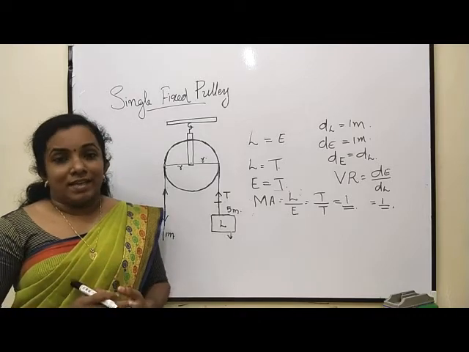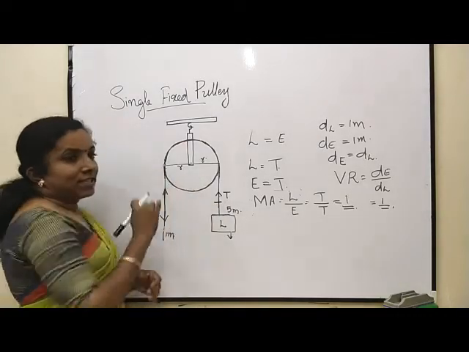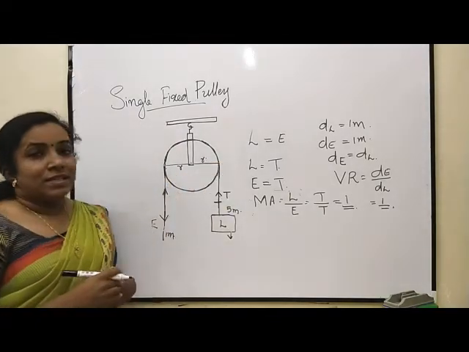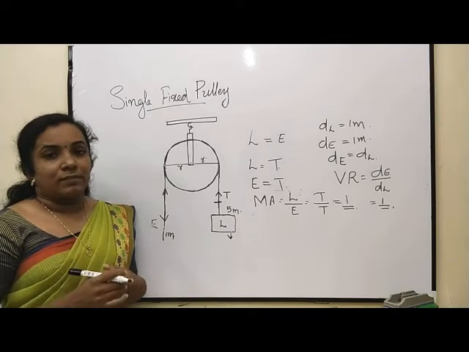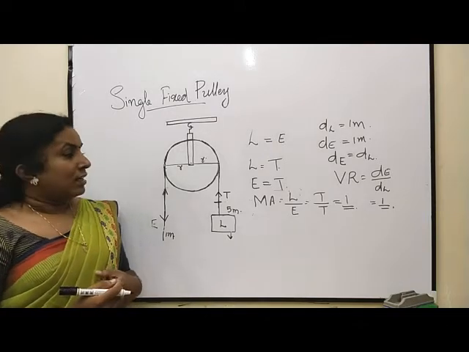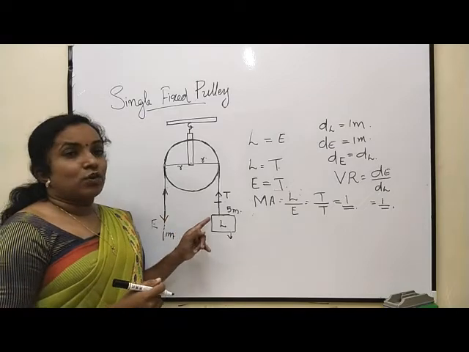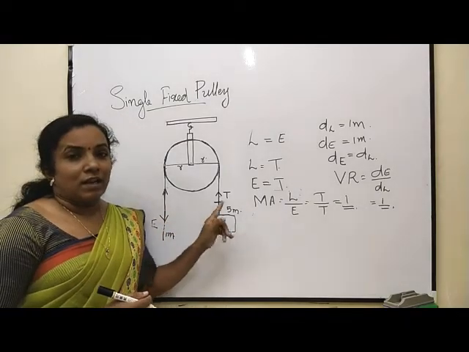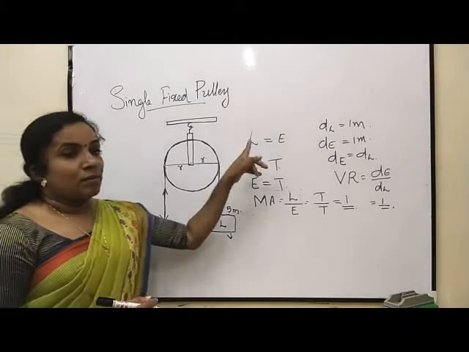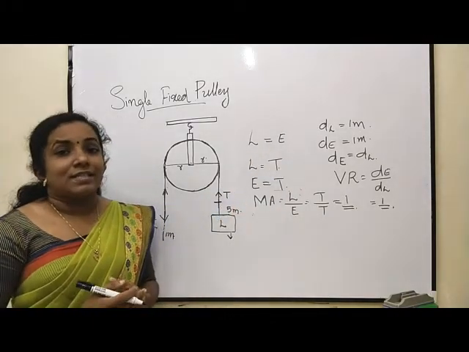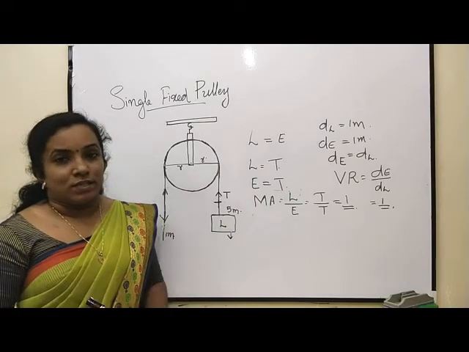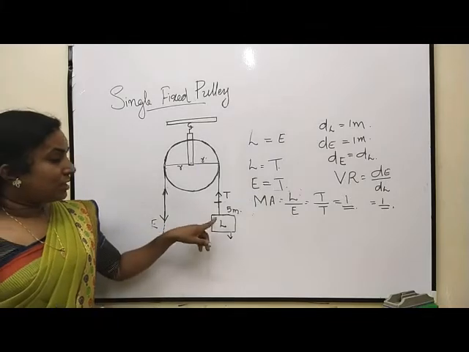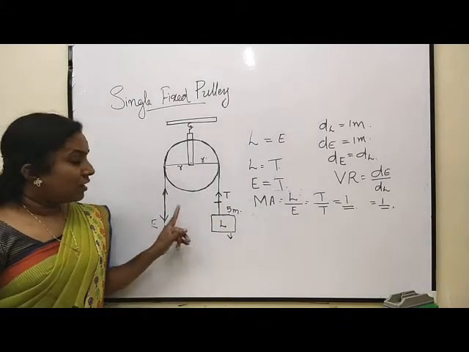But in real case, when this rope rotates, due to the friction between the rim and the rope, some energy will be lost, and hence the effort needed to lift this load will be more than that of the original load, or effort will be more than that of the load, and hence the mechanical advantage reduces. But velocity ratio remains same because it is related to the movement of load and effort.